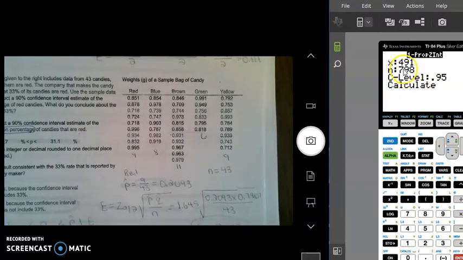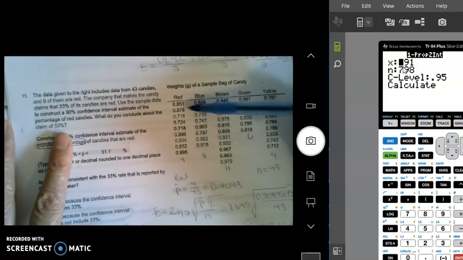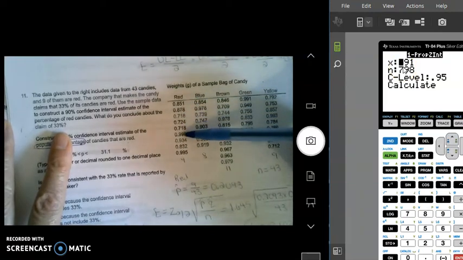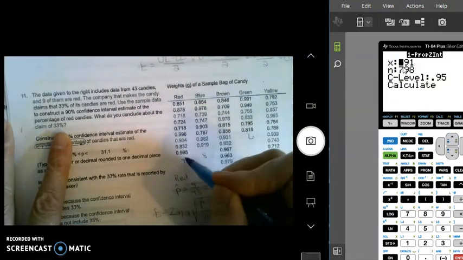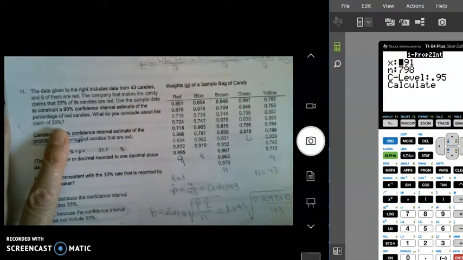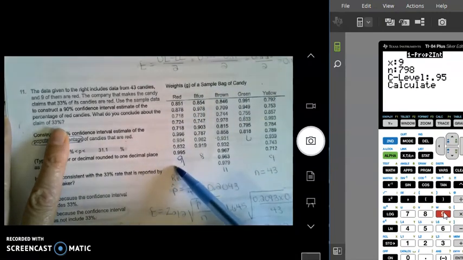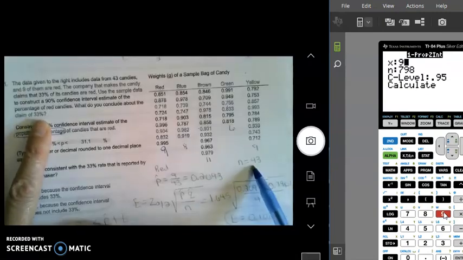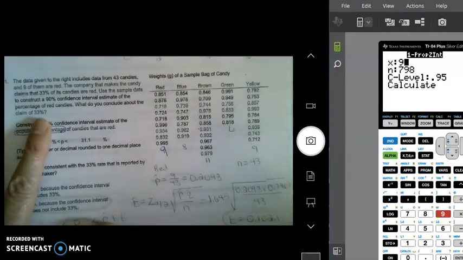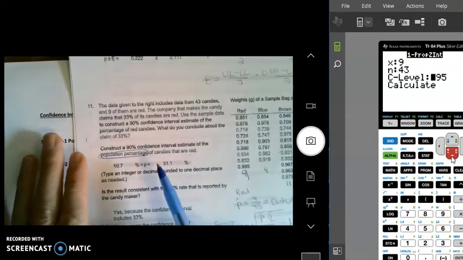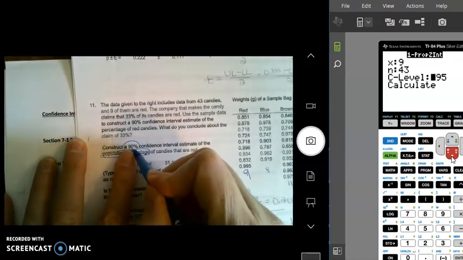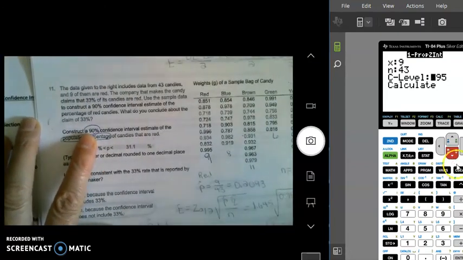Okay, the first thing they ask for is X. X is how many red candies we have out of here. If you count them, there's 1, 2, 3, 4, 5, 6, 7, 8, 9. So that's 9. That's what X stands for. N stands for how many candies we have altogether. If I add all these up, I count how many I have. There's 43 altogether. The C level they will give you in the problem. For this one, they say construct a 90% confidence level, so I'm going to put 0.9 for that one.